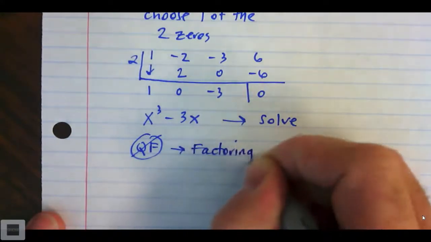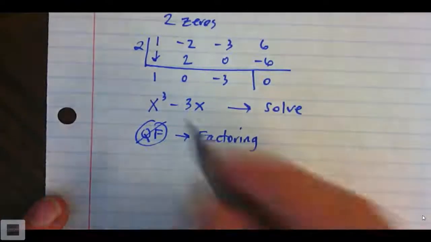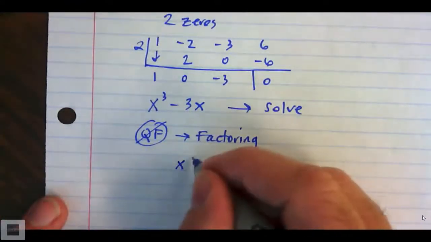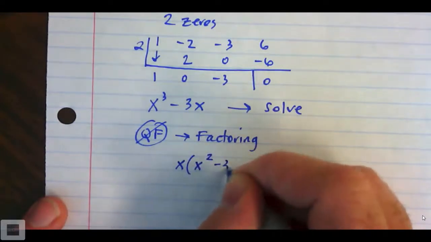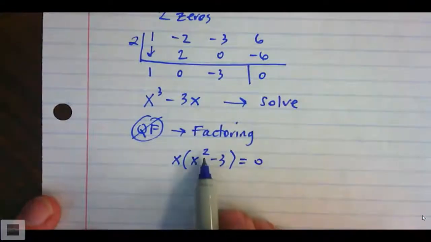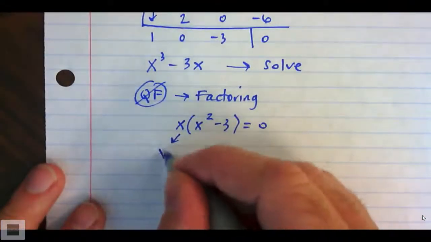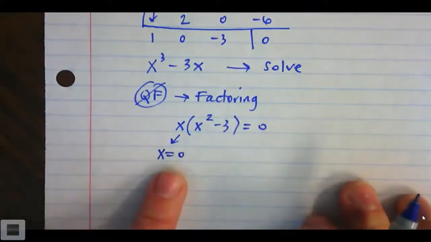And the reason I choose factoring is I notice they both have an x. And this is why it works so nice. So if I take out an x, that leaves me with x squared minus 3. Now we're solving, and this is awesome because now this turns into a quadratic. So when we solve by factoring, it says we take our factors and we set them equal to 0. Hey, there's x equals 0.